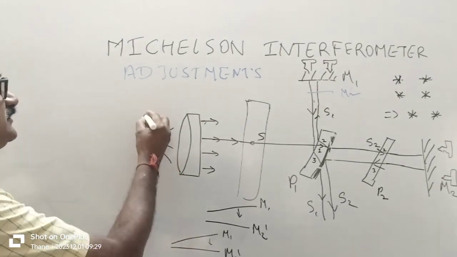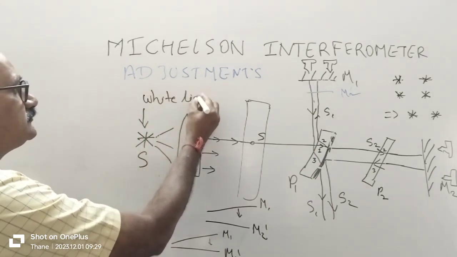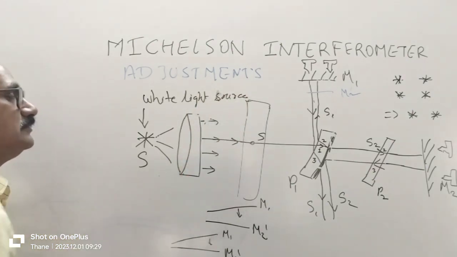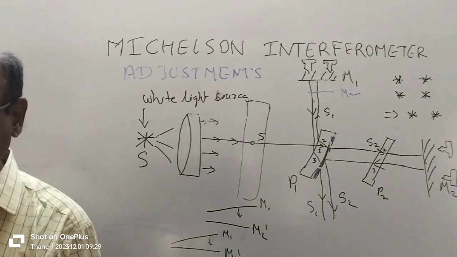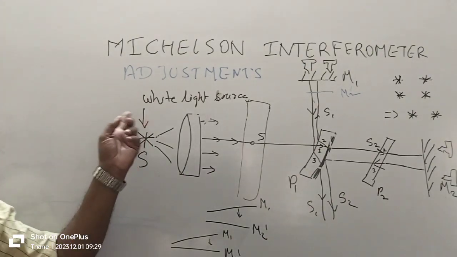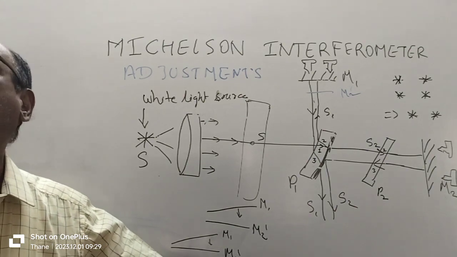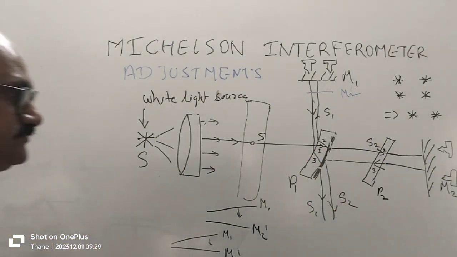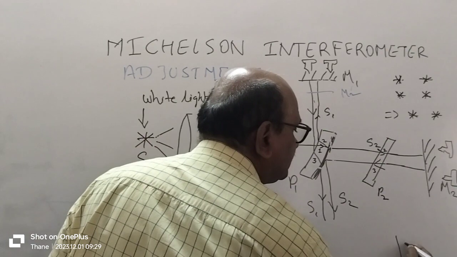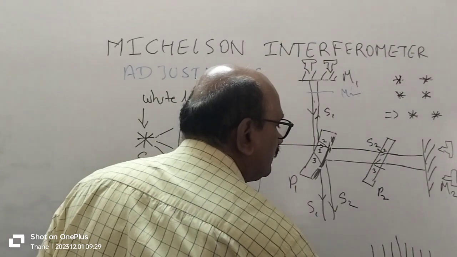For that, you replace the monochromatic source with a white light source. What is the use of the white light source? As you know, the white light source is heterochromatic, that means all the frequencies are present in that source. The straight line fringes will get replaced by colored fringes, and the central fringe will be white in color, and all adjacent fringes are in a rainbow pattern on both sides of the white fringe.